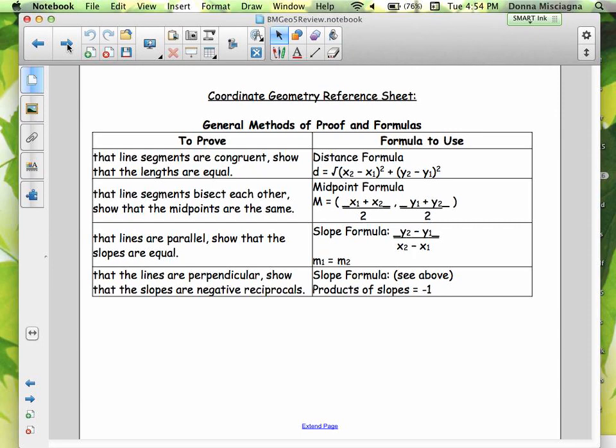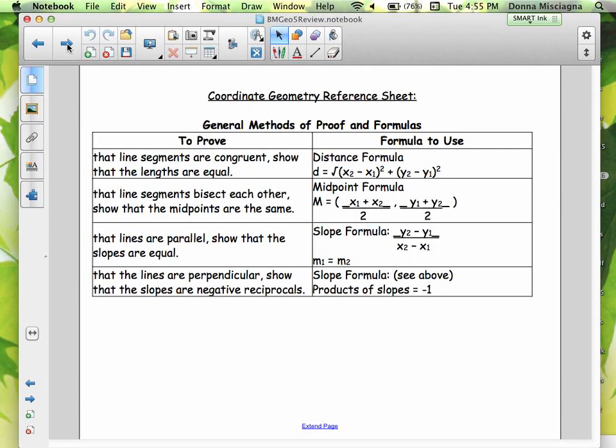All right, so here are just some general formulas that we use in coordinate proofs. For coordinate proofs, we're proving something about a geometric figure on a coordinate plane. So we'll use the distance formula, the midpoint formula, slope, and slope formula. Okay, so here's just kind of a review of those. We use the distance formula to show that segments are congruent, the midpoint formula to show that line segments are bisected, that midpoints are the same, and then the slope formula to find parallel and perpendicular lines.